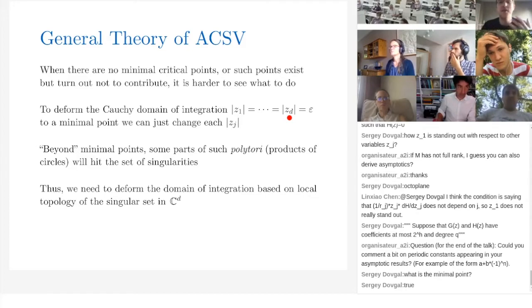And so this is why we've started bringing in this Morse theory approach, because we need to sort of get our hands dirty and understand more about the local structure of the set of singularities to know how we can actually do these deformations.